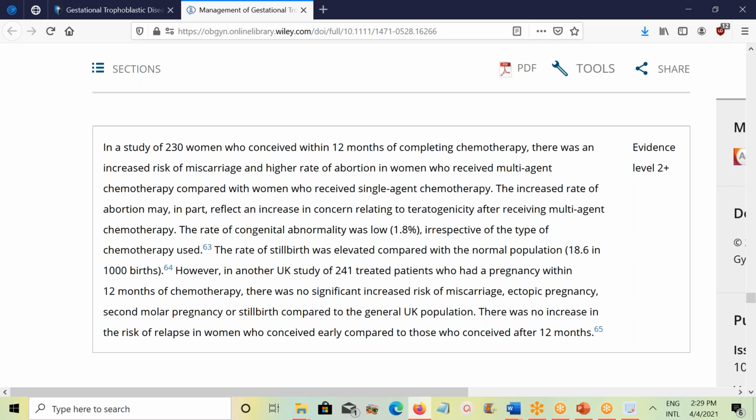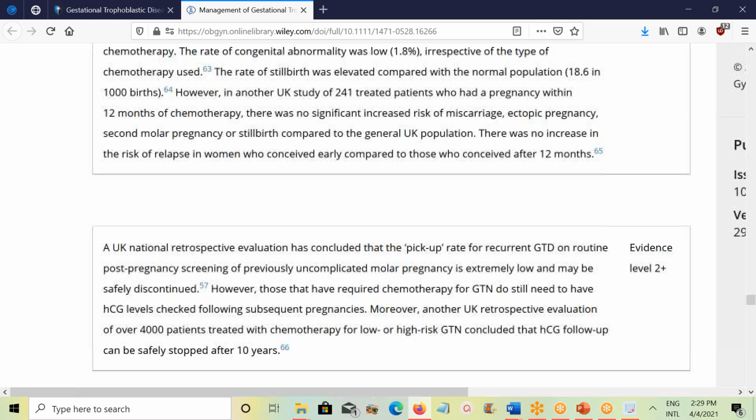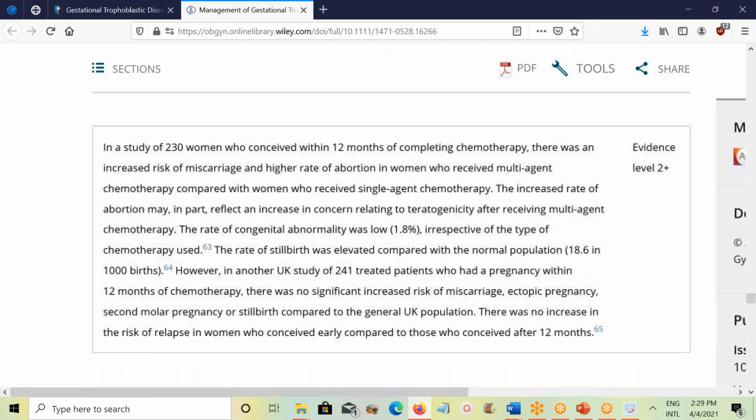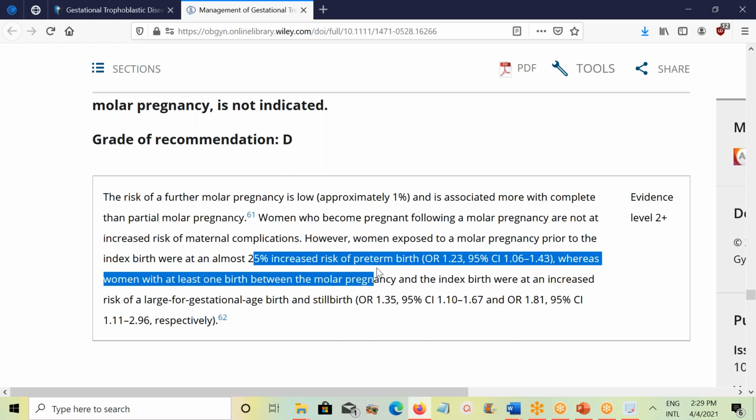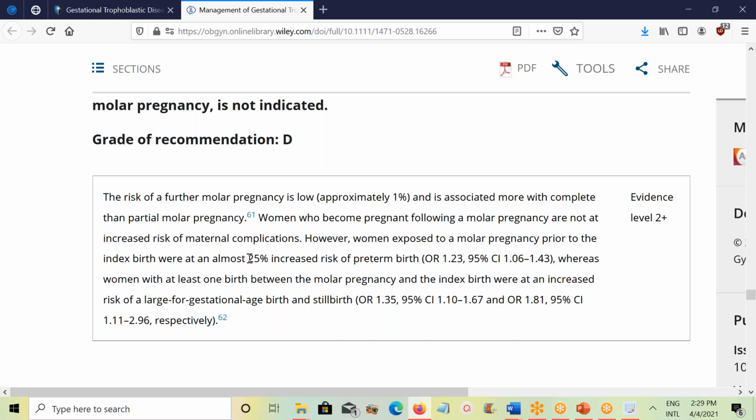But we need to tell the patients that if the patient had a previous molar pregnancy, then there is a 25% higher chance that they will have a preterm baby. So some effect will persist. Okay? So previously there was a molar pregnancy, so she is going to have a 25% increased risk of preterm birth. That is the point.